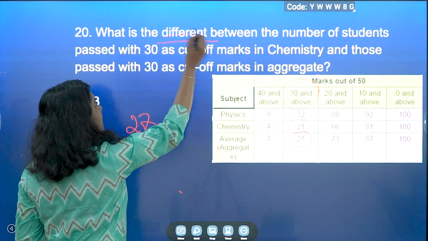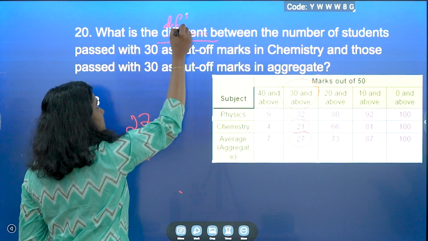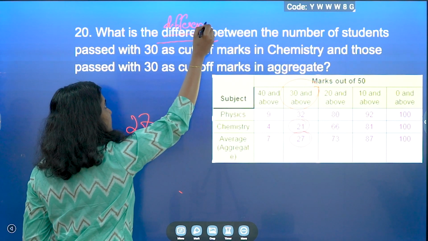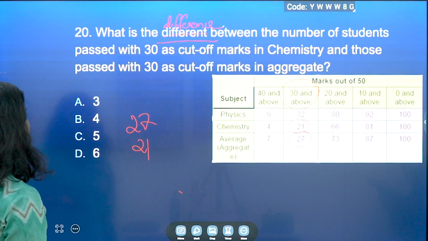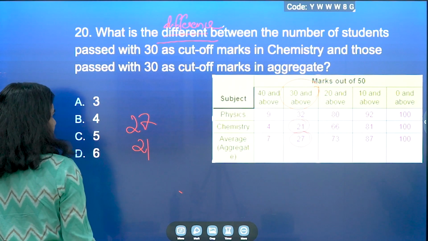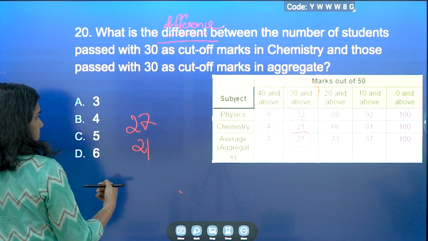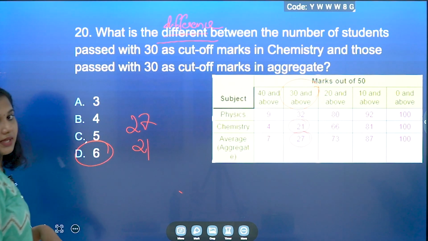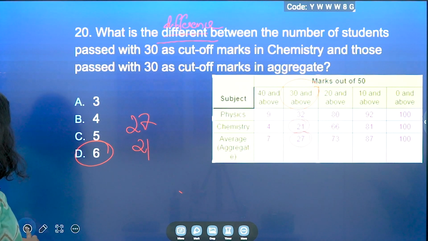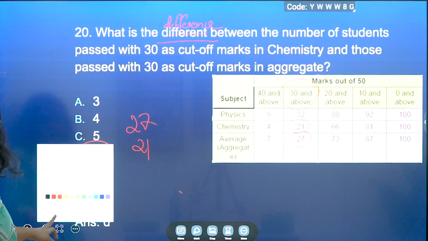Actually, it is not "different", it is "difference". Okay, it is difference. So you have to find out the difference. So 27 minus 21 is 6. So option D is our answer. Okay. Moving on to the next question.